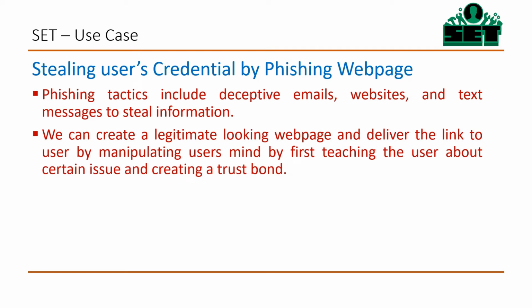The use case of Social Engineering Toolkit in our project is stealing users' credentials by a phishing web page. Phishing tactics include deceptive emails, websites, and text messages to steal information. We can create a legitimate looking web page and deliver the link to the user by manipulating the user's mind, by first teaching the user about a certain issue and then creating a trust bond.